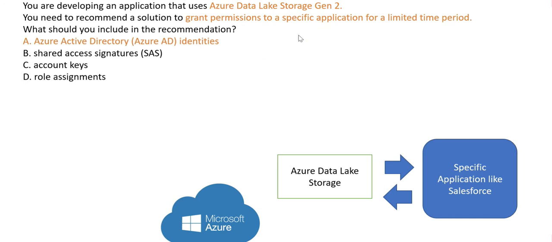Let's scan the last two options, account keys and role assignment. See, this works not for a limited time period. If there's a limited time period, SAS is the best option. Role assignments can be permanent. Even identities you can create can be permanent. But SAS is totally temporary. You can make it accessible for 3 months, 6 months, or 1 year, whatever you need. Hence, I'm striking out options C and D, and B is the right answer.